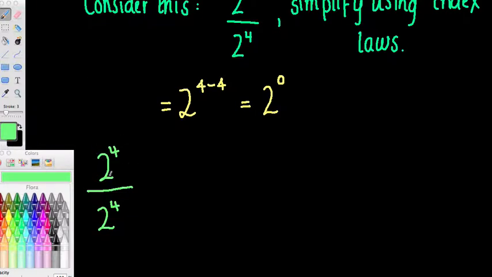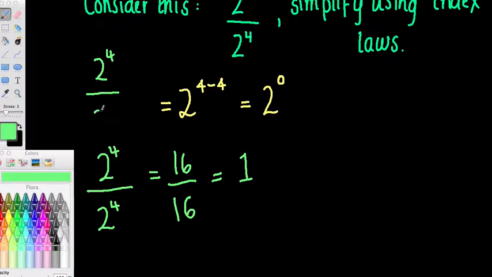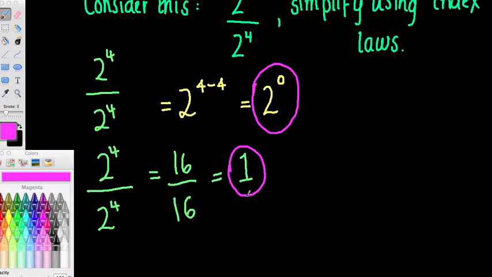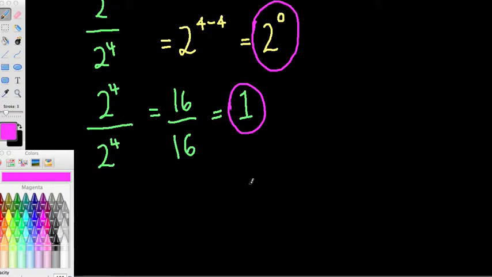Well, we've got a number here divided by itself, don't we? We could evaluate and have a look at it as its full number, 16 over 16. What is a number divided by itself? It's 1. Can you see here that I've actually got two answers for the same problem? My two answers are 2 to the power of 0 and 1.